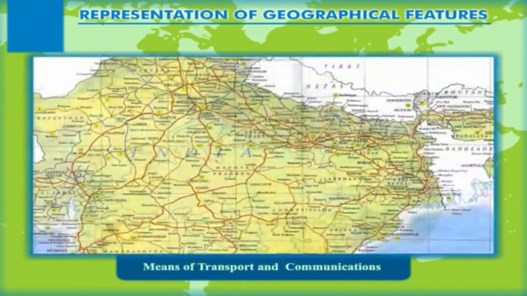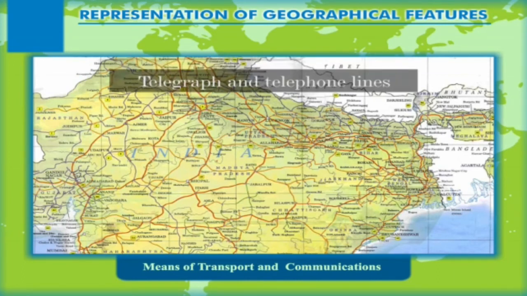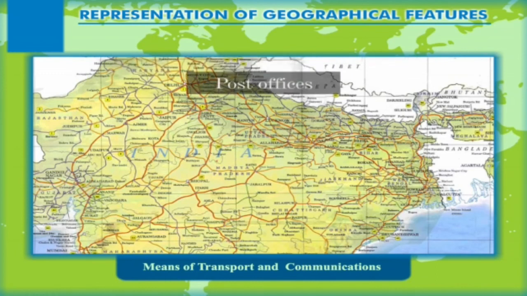Means of transport and communications. This includes different means of transport shown on the sheet, such as tracks, roads, railways, telegraph and telephone lines, post offices, correlation between topography and means of transport, and also correlation between means of transport and human settlements.